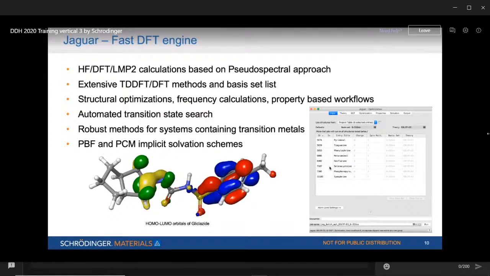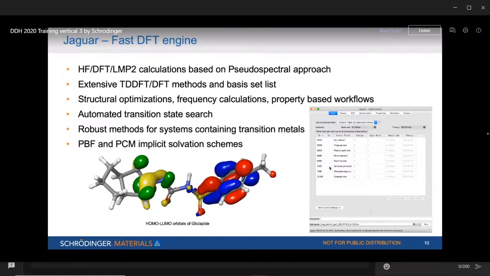We can do Hartree-Fock level calculations, DFT level calculations, or MP2 level calculations using the pseudo-spectral approach, which is very robust, because of which we can do calculations at a very high speed. And also we can deal with systems of very big size. So when we speak about systems of, let's say, 200, 300 atoms, which other software might take a lot of time to calculate, with Jaguar you can do it within a day.